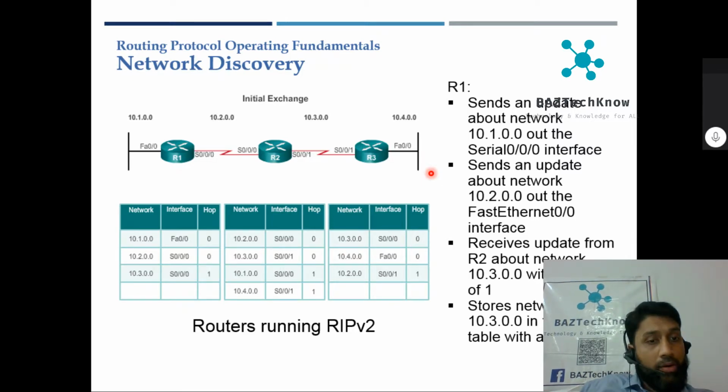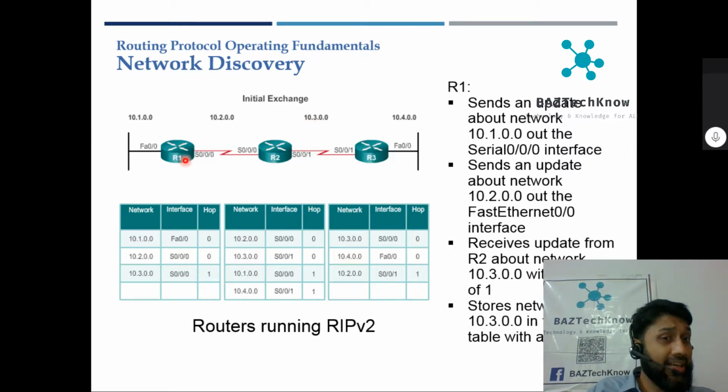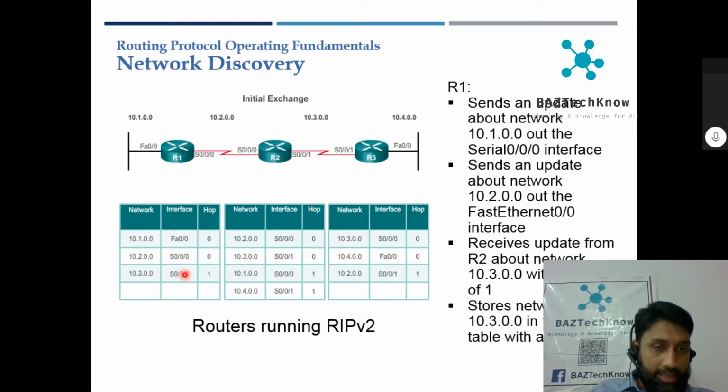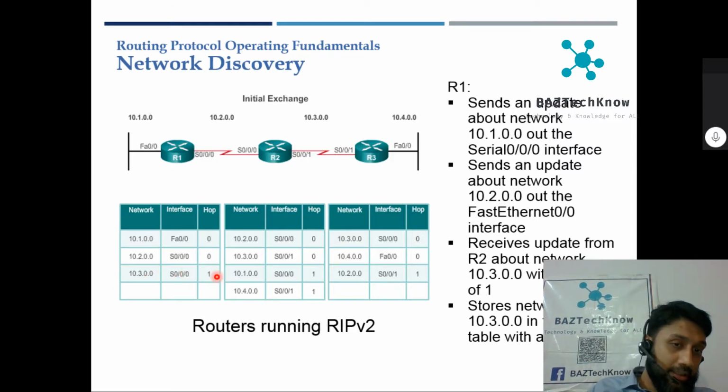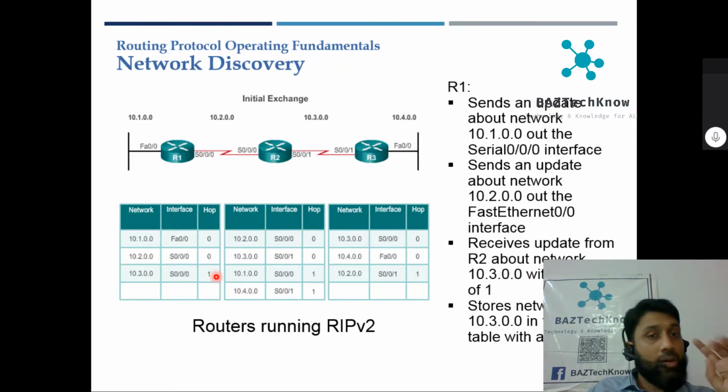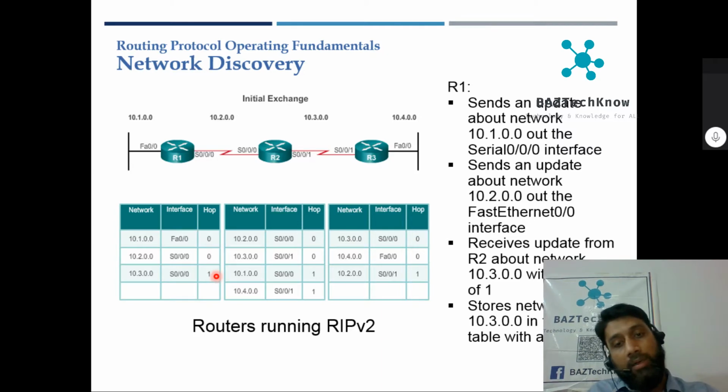For example, router 1 is also updating in the routing table that I know 10.3.0.0, which is not directly connected to it, but it is coming from router 2. So it adds this entry into its routing table, but it mentions one hop. It's not available to me directly, but it is available to me at one hop.